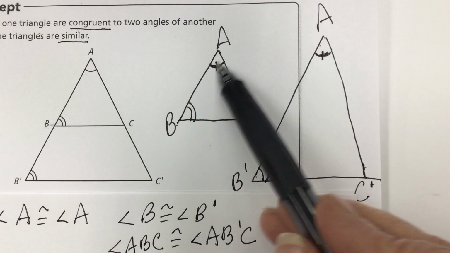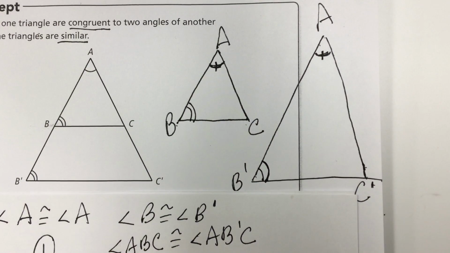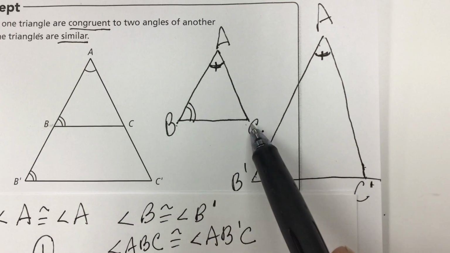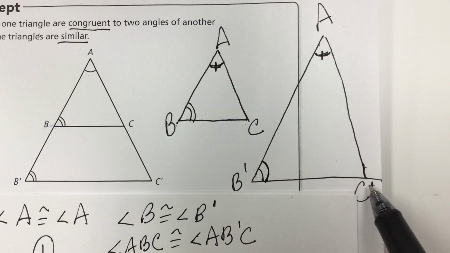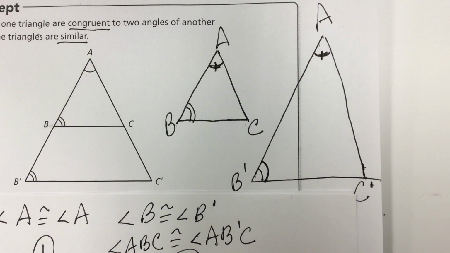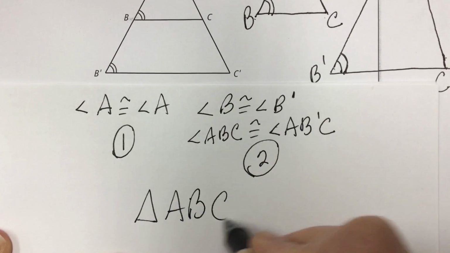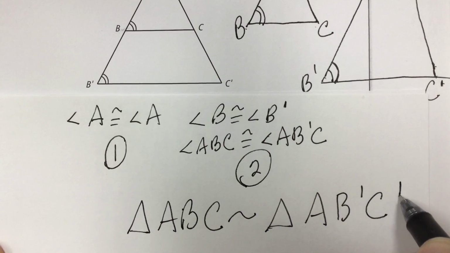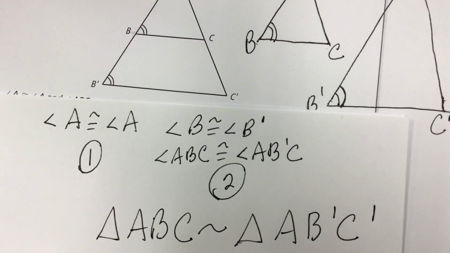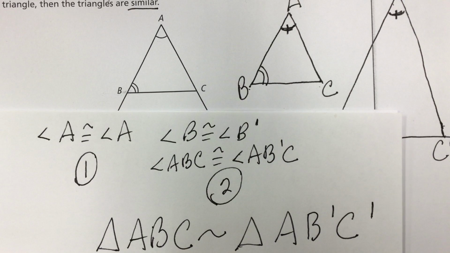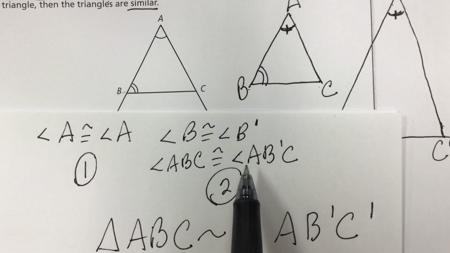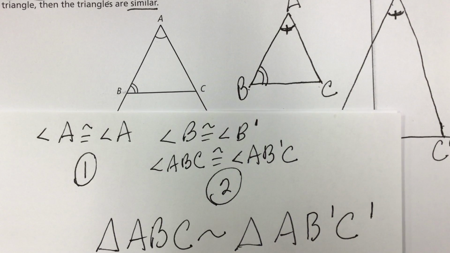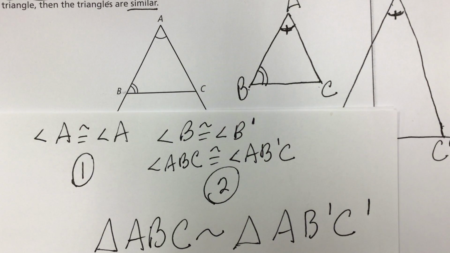So I know that angle A is congruent to angle A, that's one angle, and then angle ABC is congruent to angle AB'C', that's the second angle. So since we know that, I can say that triangle ABC is similar to triangle AB'C'. So, if you know that two angles of one triangle are congruent to two angles of another triangle, then you know that the two triangles are similar.